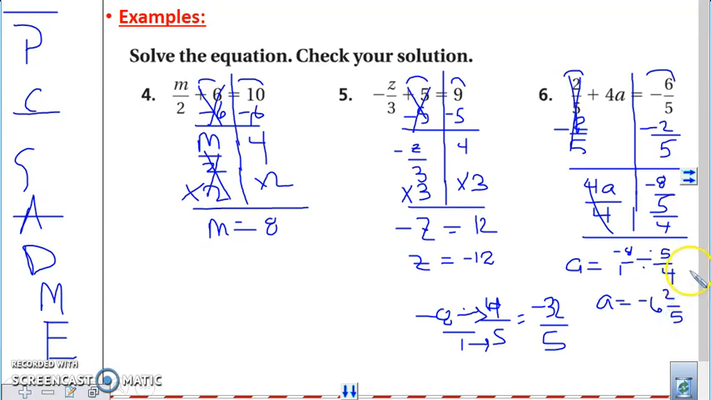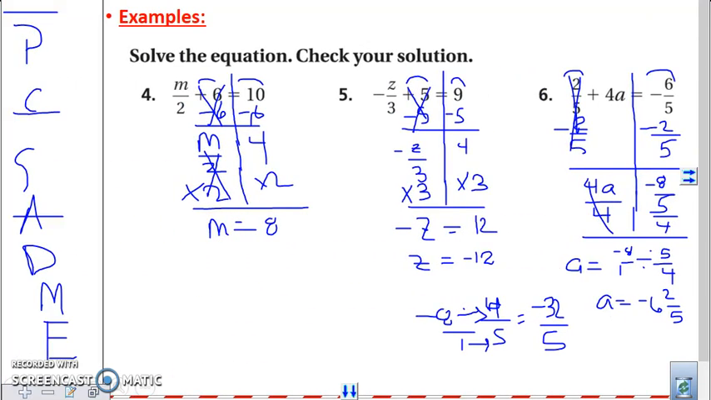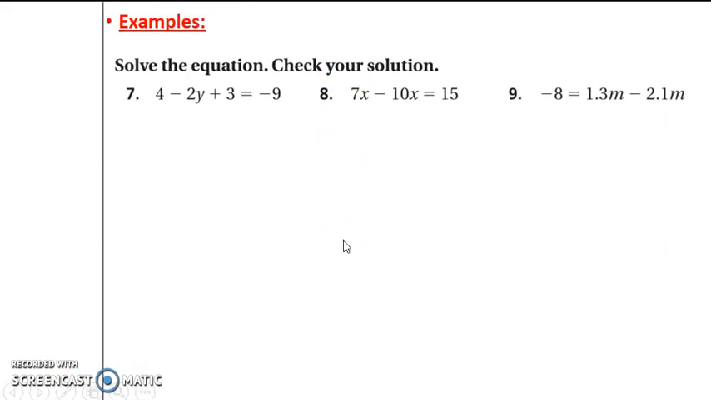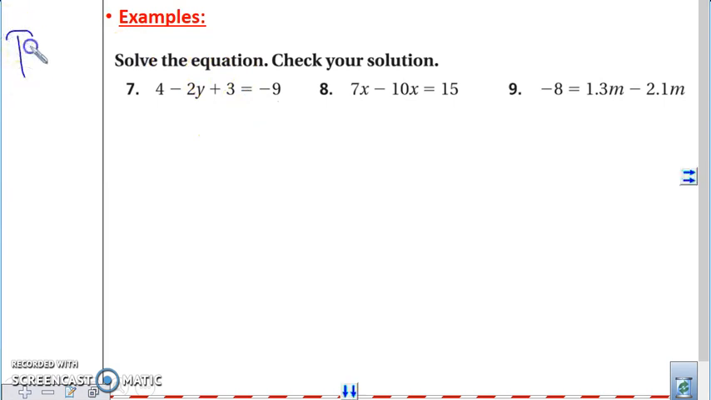All right, let's go ahead and look at some decimal ones, one very briefly, so that you can get started on your own problems. Decimal ones, here we go. Oh, this one has combining like terms. We've got to go over this one. Okay, PC SAD.